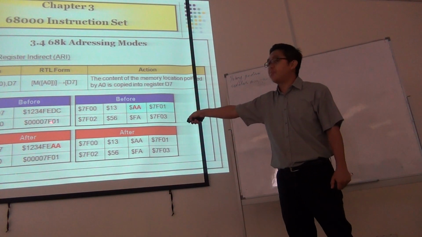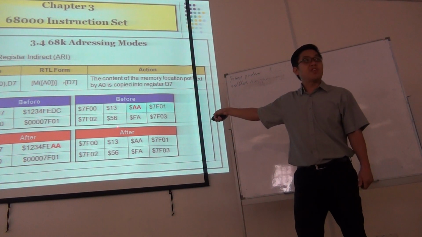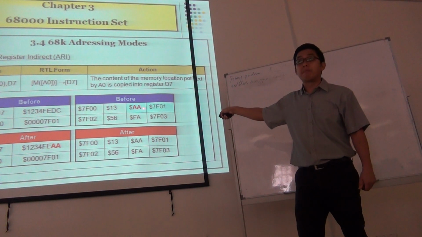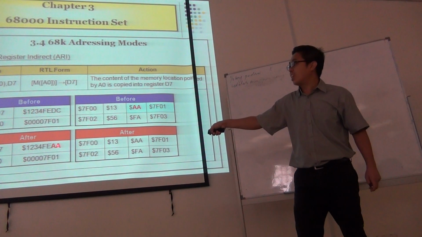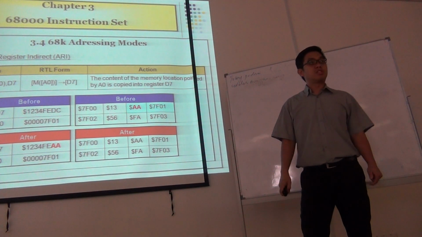So at 7F01, you are given this one, right? The value for 7F01 here is AA. You take this one because of byte, two numbers only. Move to D0, the final answer is this one. A0 is not changed.